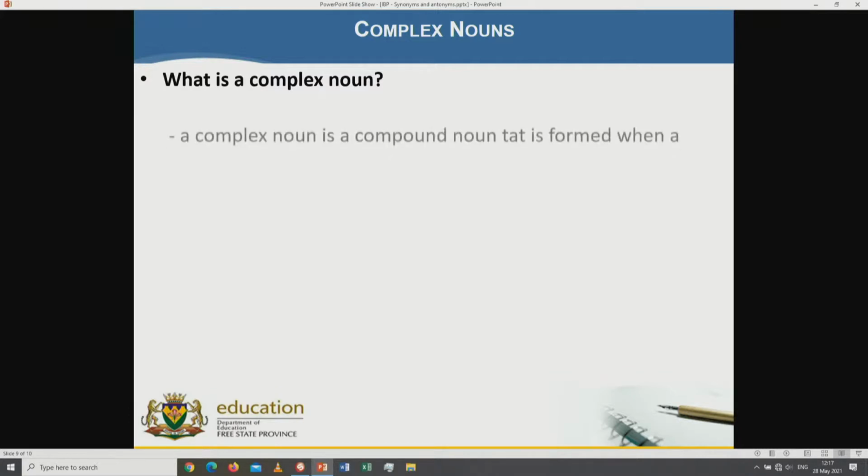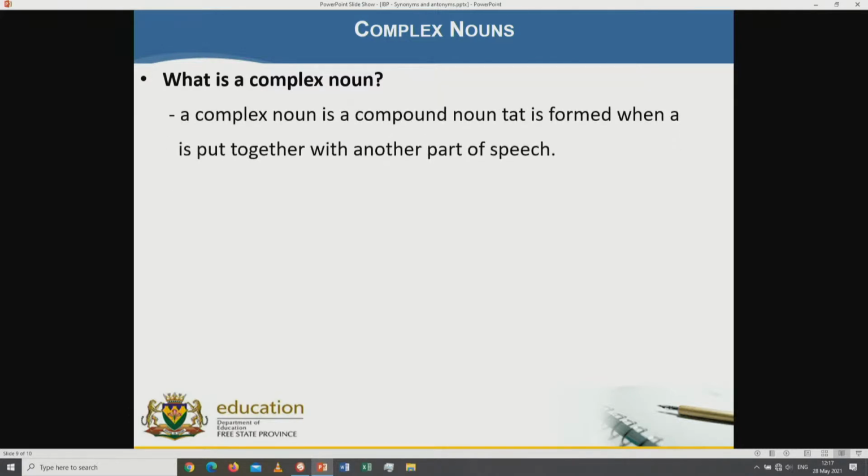Now compare it with this one. A complex noun is a compound noun that is formed when a noun is put together with another part of speech.